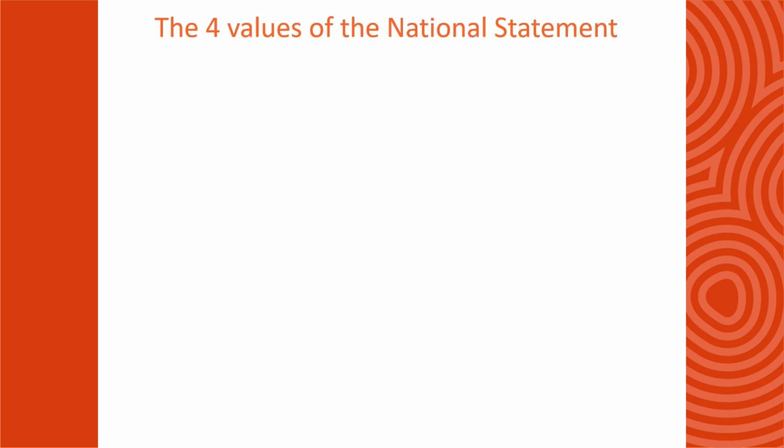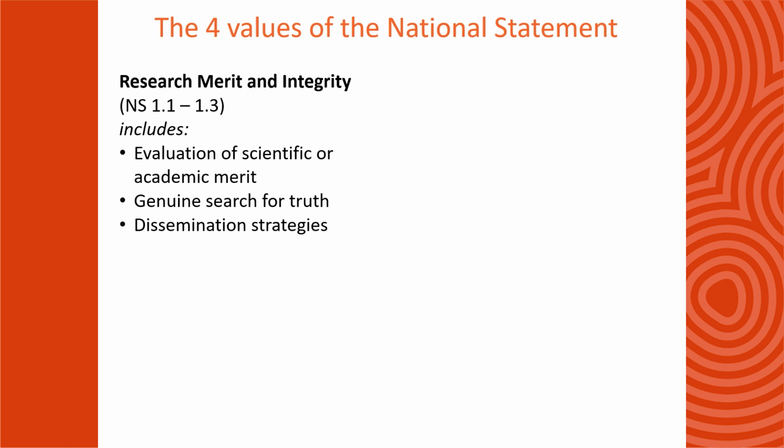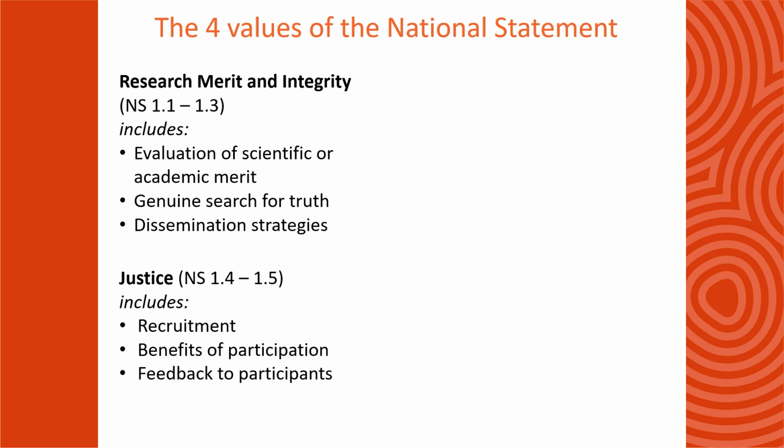It would be really good if you can also go through the four values of the National Statement, that will help you understand what we are looking for. It's very simple, just like 2 pages. You need to read through what are the requirements specifically related to human research participants.